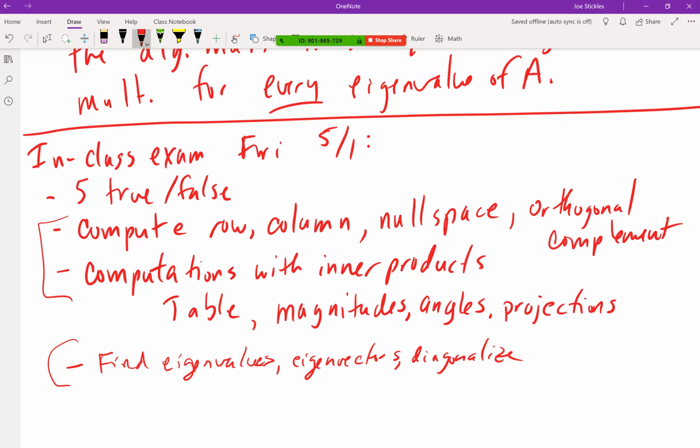Okay. I know that there are other computational things, but the other computational things you have to do, I think, are longer. So I don't want to put that on the in-class exam. These are kind of the basic computational things that you have to do.